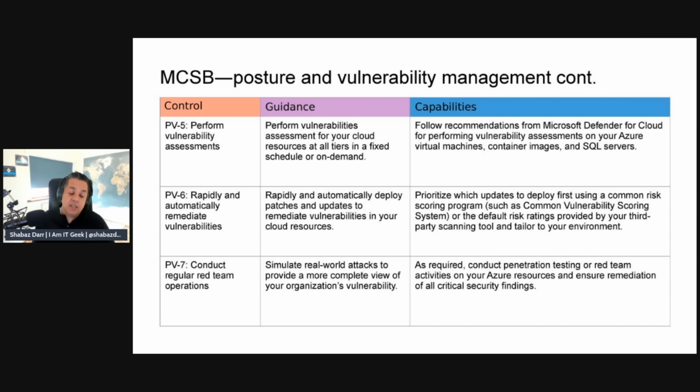The Azure guidance, first, is, as required, to conduct penetration testing or red team activities on your Azure resources and ensure remediation of all critical security findings. And then the AWS guidance, as required again, is to conduct penetration testing or red team activities on your AWS resources to ensure remediation of all critical security findings.